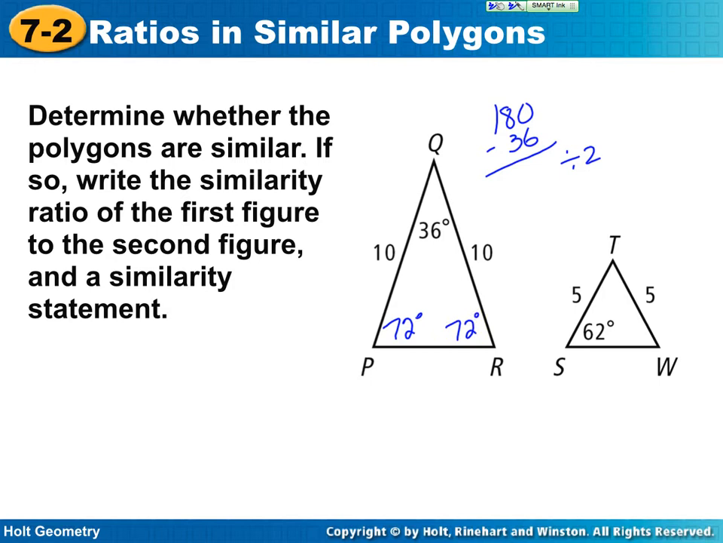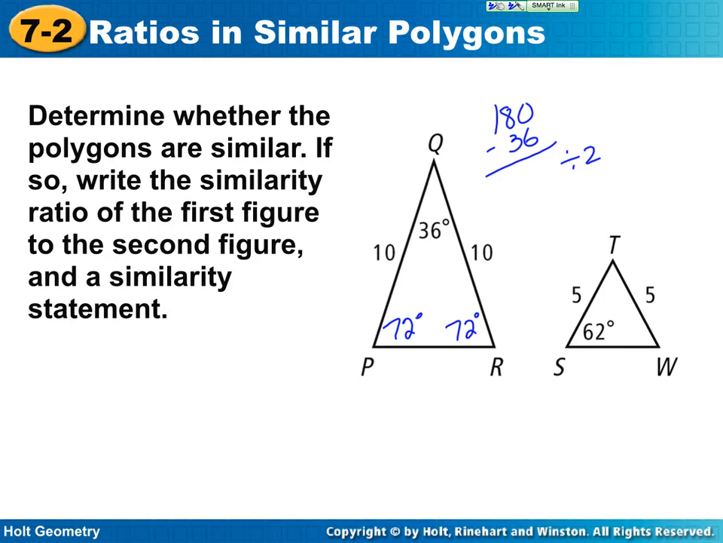And I don't know if I even need to find the angles in this one because there is no angle in that triangle that would match with the 62. So right now I know the angles are not the same, so they're different shapes. Are they similar? No.